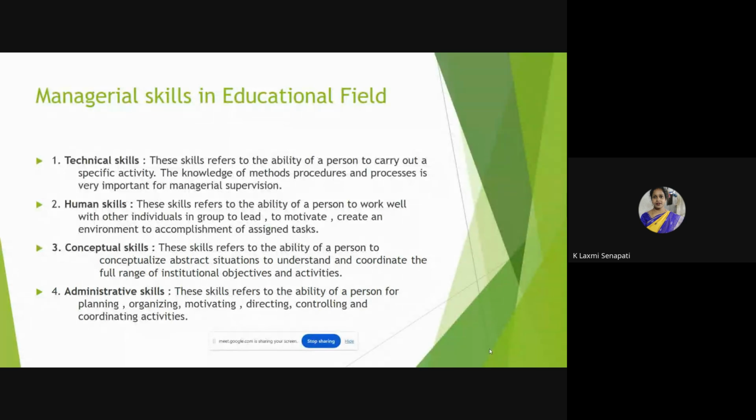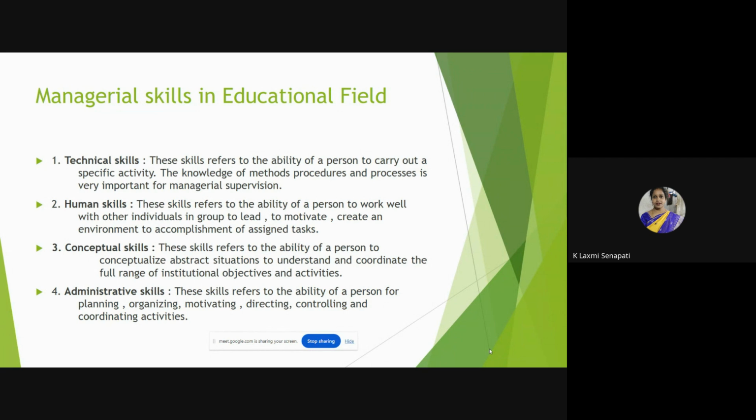Abstract situations means, as I have already told in the last class also, abstract things. Concrete things, suppose pen, duster, these are concrete things that we can show. But abstract things, I have already told, that is love, affection, kindness, cruelty, these things we cannot show; we can only feel. So as a leader, we have to inculcate such skills so that we can coordinate all the activities in a smooth way.